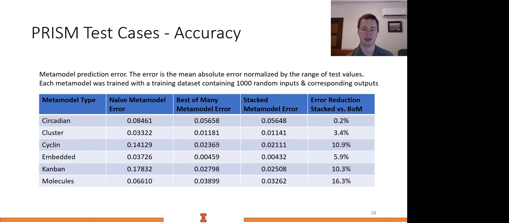And we do find here that the best of many metamodel does outperform the naive metamodel substantially, which is great. But even better, we find that the stacked metamodel that we developed is always at least as good as the best of many metamodel, and often substantially better. So these are really encouraging accuracy numbers.